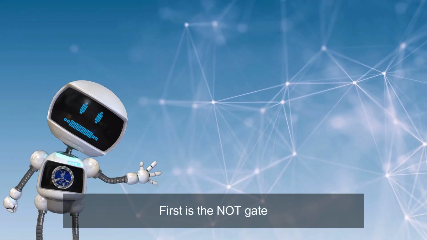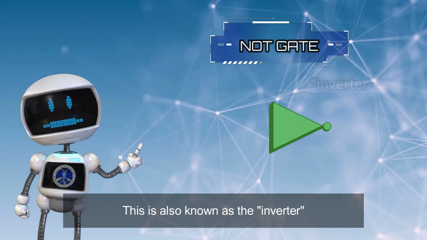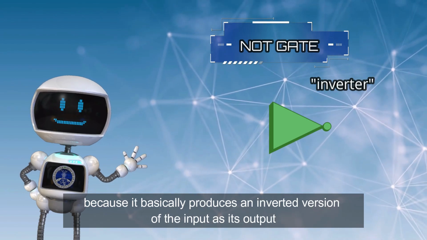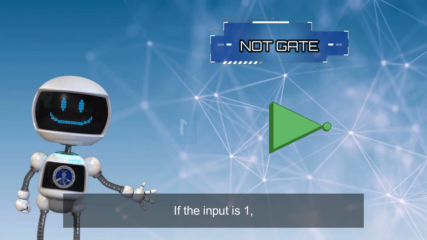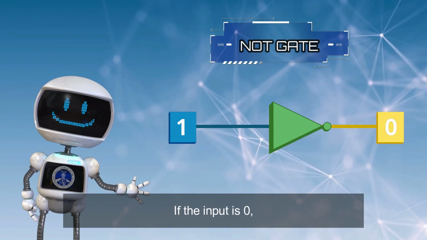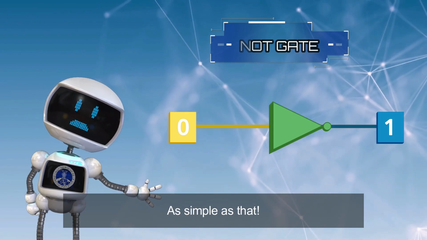First is the NOT gate, which is represented graphically here. This is also known as the inverter because it basically produces an inverted version of the input as its output. If the input is 1, then the output will be 0. If the input is 0, then the output will be 1. As simple as that.